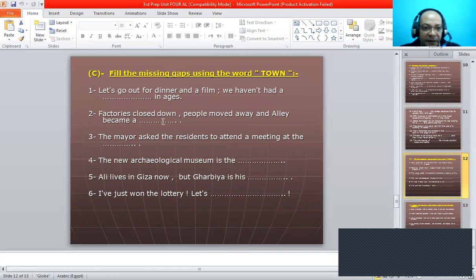Number 2: Factories closed. People moved away and left the area. It became a ghost town. Number 3: The mayor asked the residents to attend the meeting at the town hall.